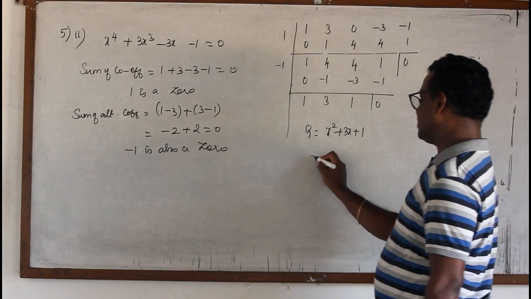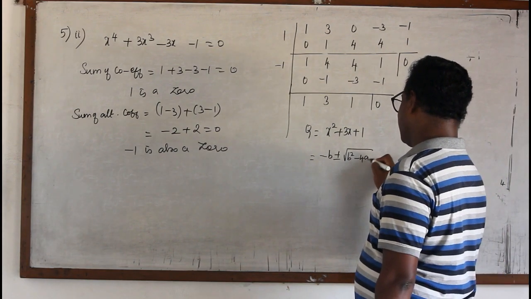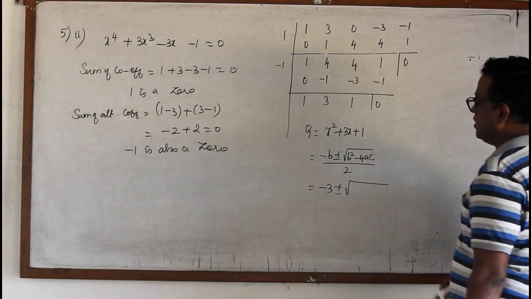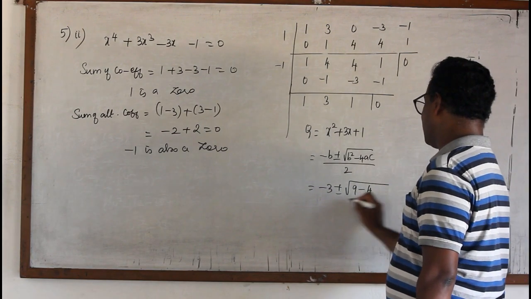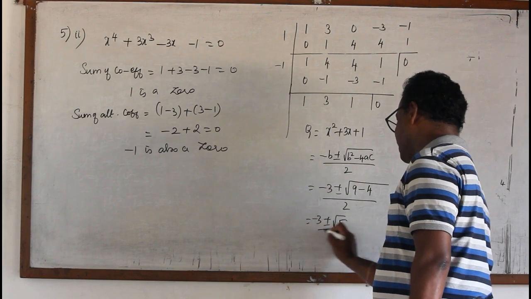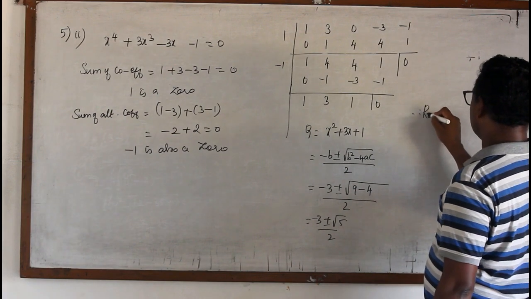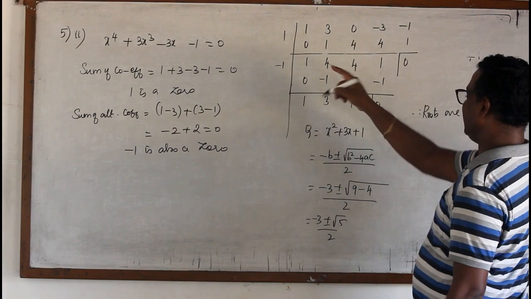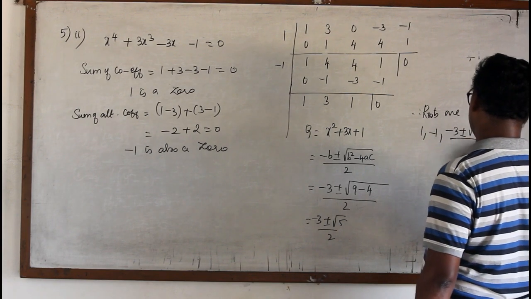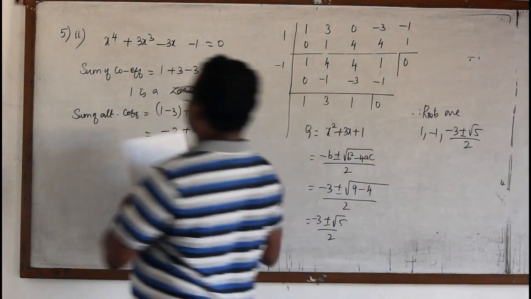We cannot factorize it, so we use x = (−b ± √(b² − 4ac))/2a, which is (−3 ± √(9 − 4))/2, that is (−3 ± √5)/2. So already +1 and −1 are roots, therefore the roots are +1, −1, and (−3 ± √5)/2. We have all the 4 roots. With that, the fifth problem is over.